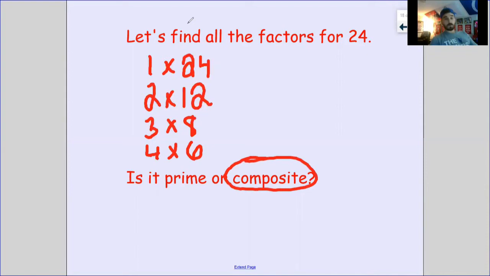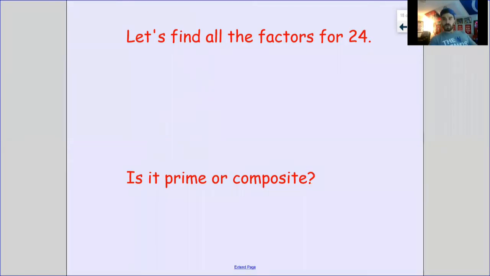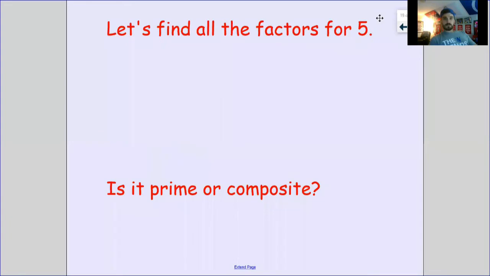So far, they've all been composite. One last question we'll do together, and then I'm going to want you to pause a couple times. Find all the factors for 5. First factor pair we would try is, or we would have, is 1 times 5.